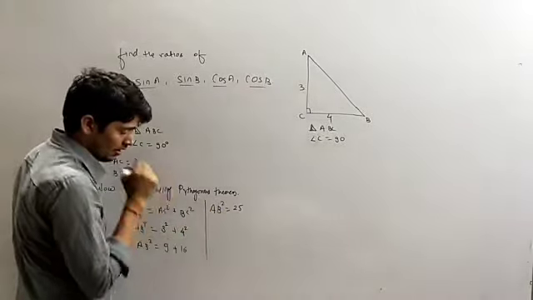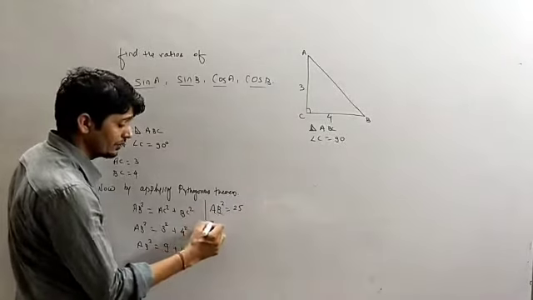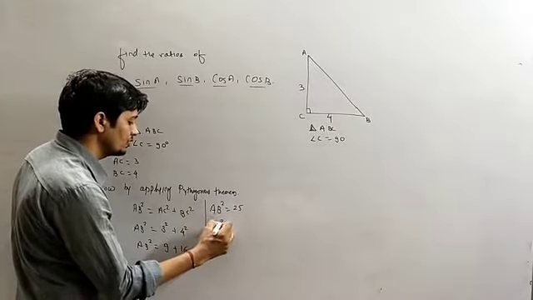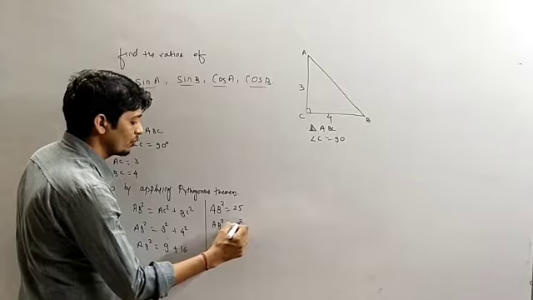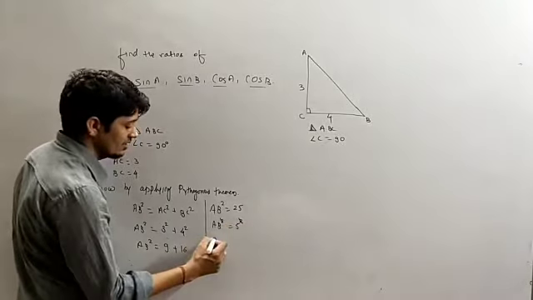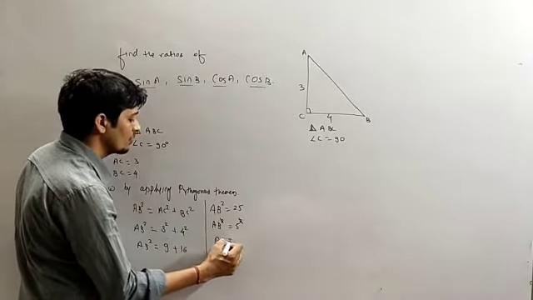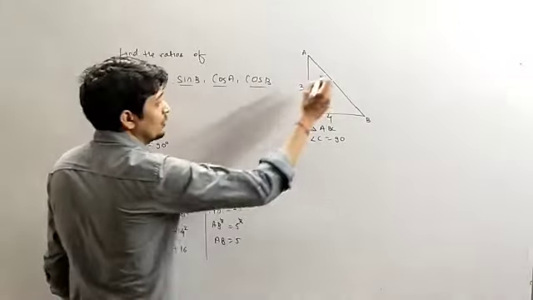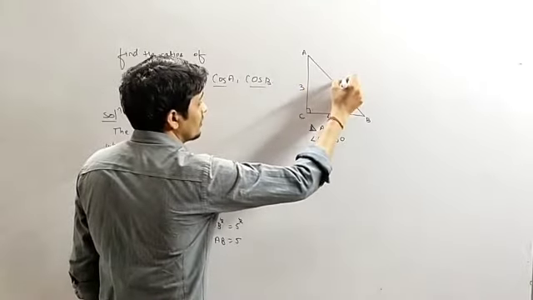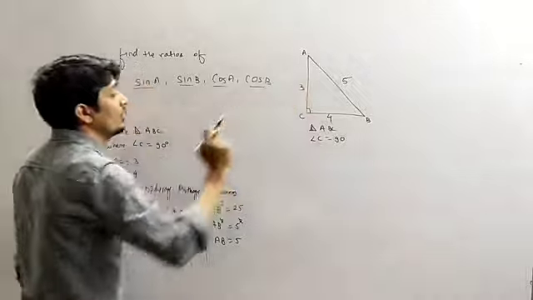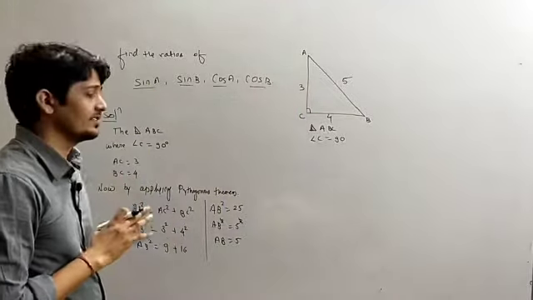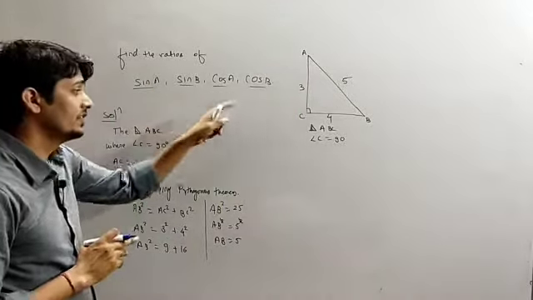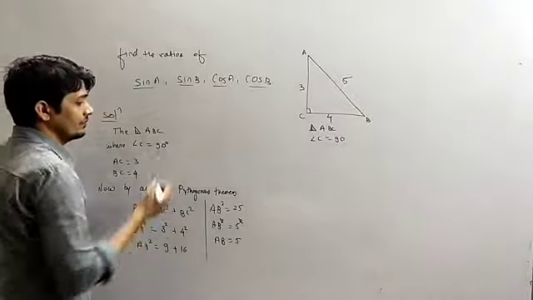So what is 25? It is the square of 5. So AB square equals 5 square. Square and square will get cancelled, so AB equals 5. So we got the measure of all three sides, and now we can write the ratios easily.